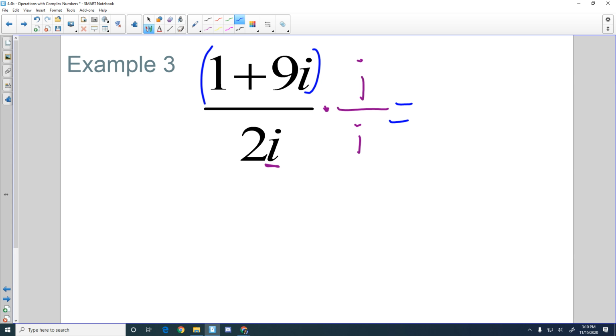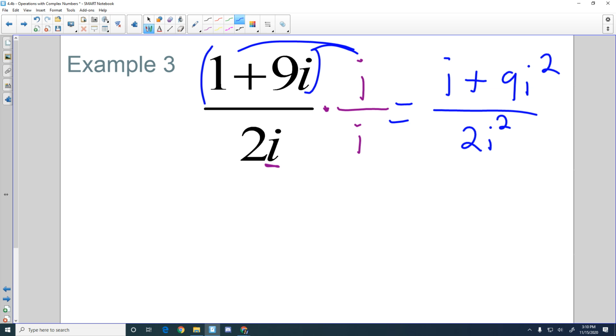We're going to be distributing. So I distribute this i to both terms up top. That gives us i plus 9i squared. But the denominator, that's the part that we're really excited about. 2i times i is 2i squared. But wait, there's still an i in the bottom. Well, no, there's not. That's going to cancel out, right? i squared is a negative 1. So I can just cross it out and change the sign of that term that it's connected to.